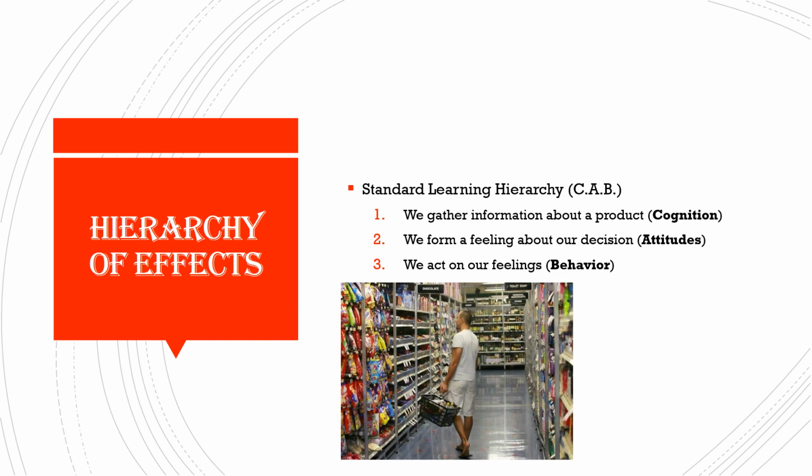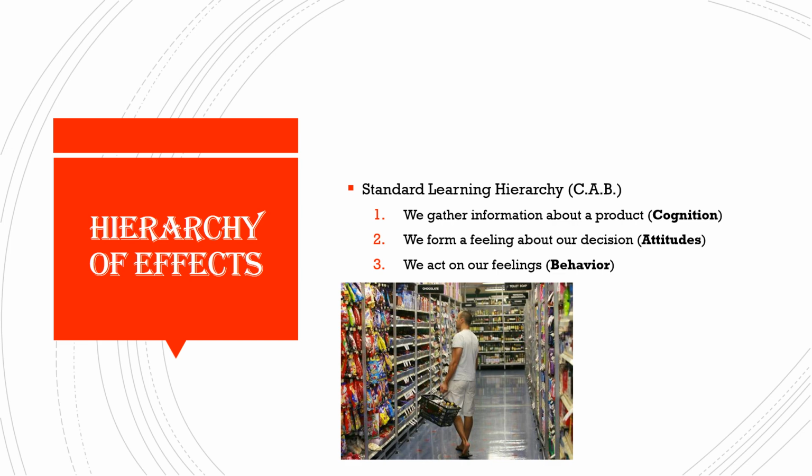There is what is called the standard learning hierarchy. How do we normally purchase a product? You see there, it's laid out: cognitions, attitudes, and behaviors. First, we gather information about a product, learning information. We figure out what there is to know about it, what we like and what we don't like. Cognition comes first.